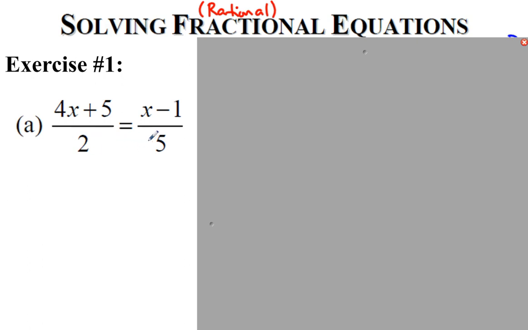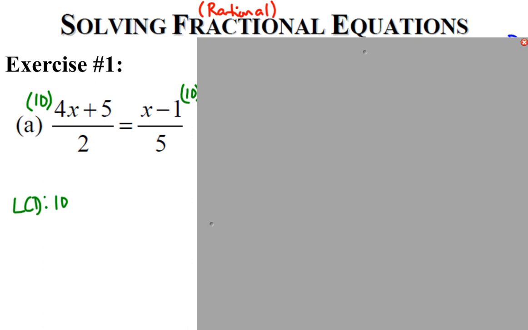We see the denominators, 2 and 5. We say, what's the LCD of 2 and 5? And we multiply all terms by that LCD. Of course, that LCD is just 10 because they don't share any factors. So if I multiply both sides by 10 over 1, I don't have to write the 1. In fact, I probably am not going to do that in the future. I'm just going to write the 10. Multiply both sides by 10.